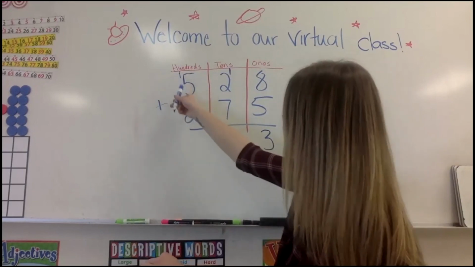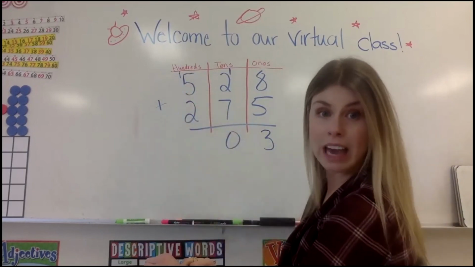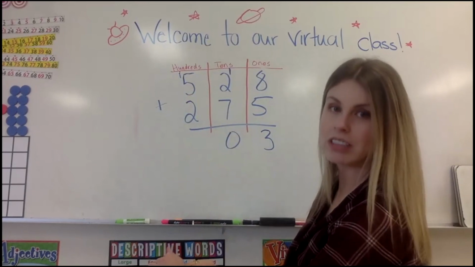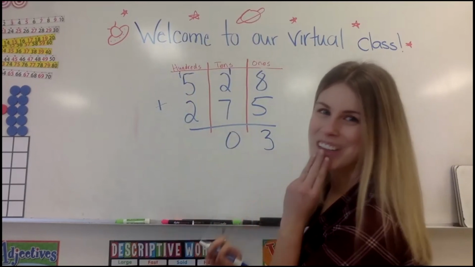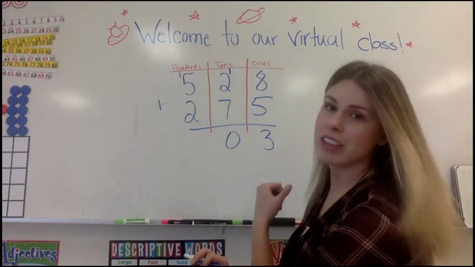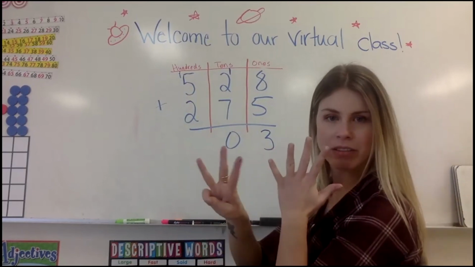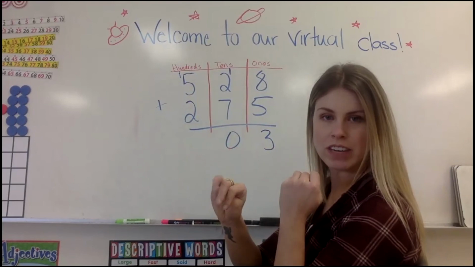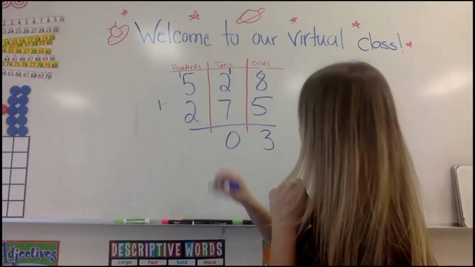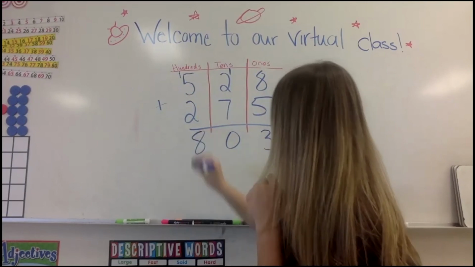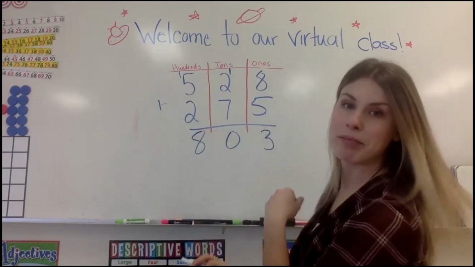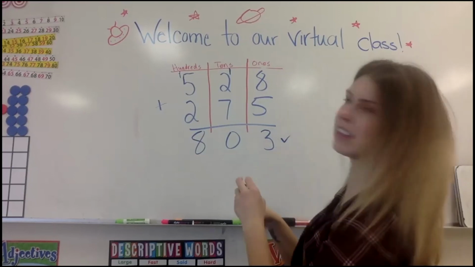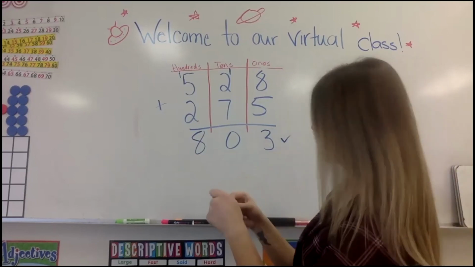So now I have 1 plus 5 plus 2. And again, I'm going to add 1 and 2 together because that's easier. So 2 plus 1 is 3. And then I'm going to add my 5. So I have 5 and 3. And that makes 1, 2, 3, 4, 5, 6, 7, 8. 8. Now my answer is 803. I think we are right. Good job, everybody.